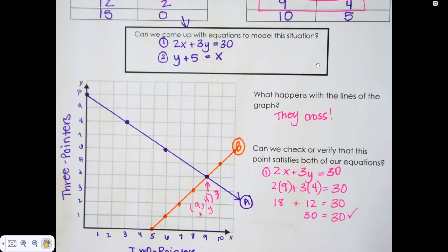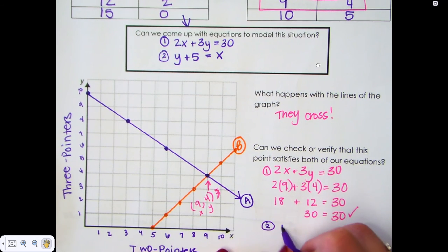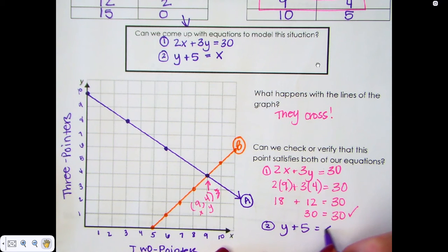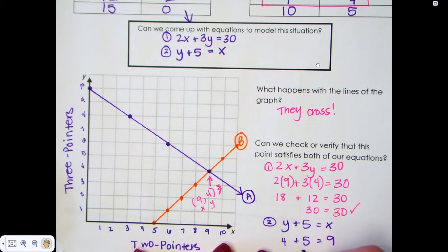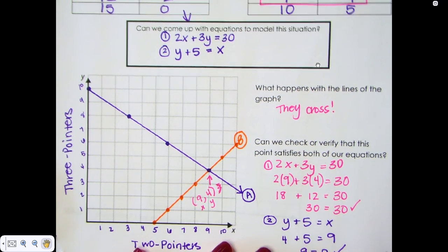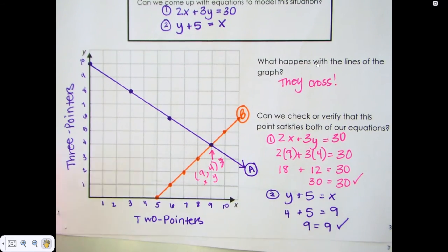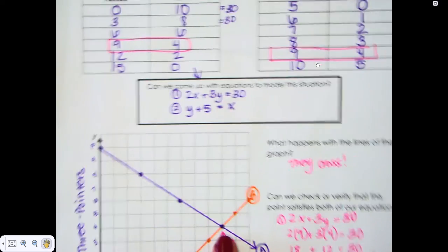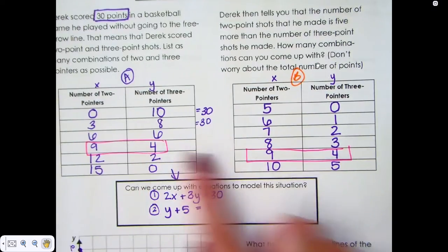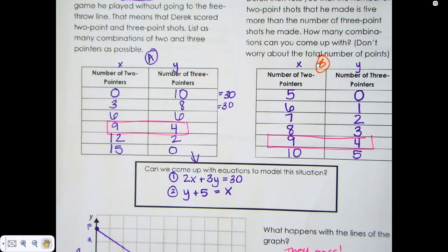In the second equation, y plus 5 equals x. I'm going to plug in, again, 4 for y and 9 for x. And I should get the same thing on both sides. And if you look, they are the same on both sides, which means this point makes both equations true at the same time, which is what we saw when our graphs crossed here and where our tables were the same up there. Okay, so systems of equations is all about looking where they are the same.